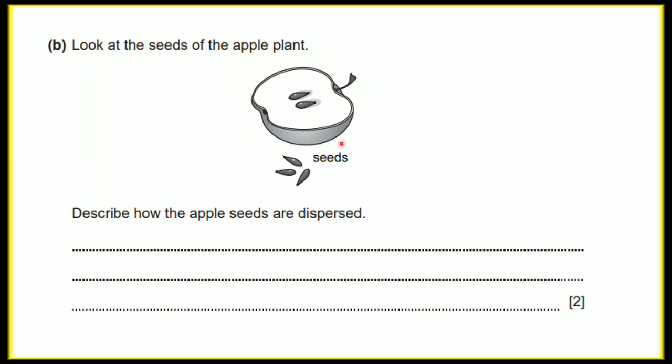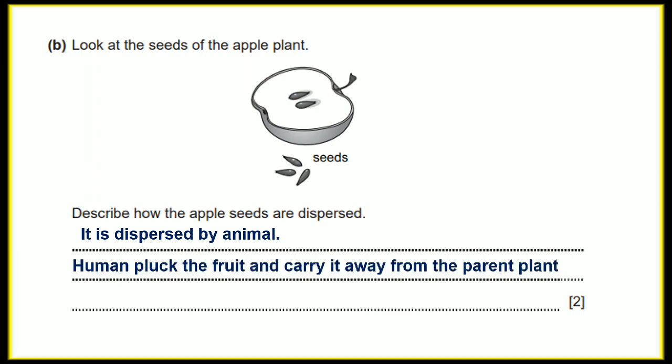because of the sweet fruit, human beings eat it. So animals help in the dispersal of the seed. Dispersal by animal. Humans pluck the fruit and carry it away from the parent plant. Remember the last time you bought an apple from the market? You are actually helping to disperse it.